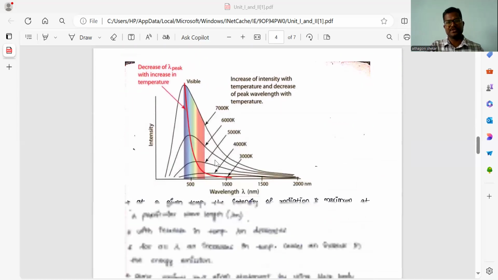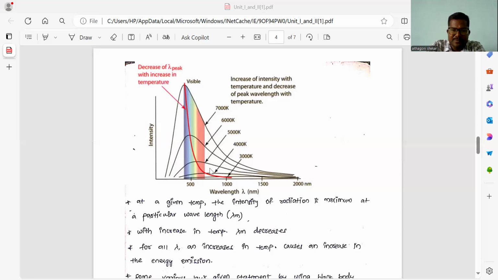So what is analyzed? The first point is for the different given temperatures. We take one spectrum line: as the wavelength increases, the intensity also increases. As the wavelength increases, the intensity also increases.